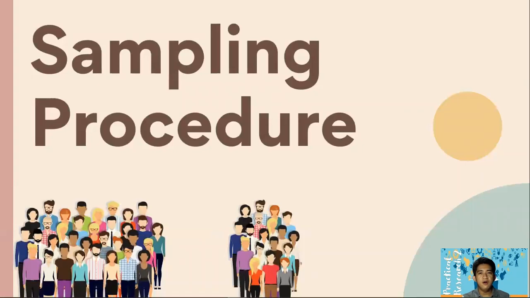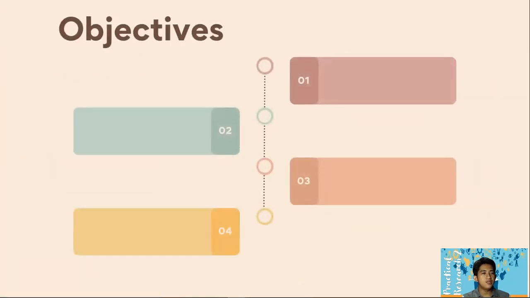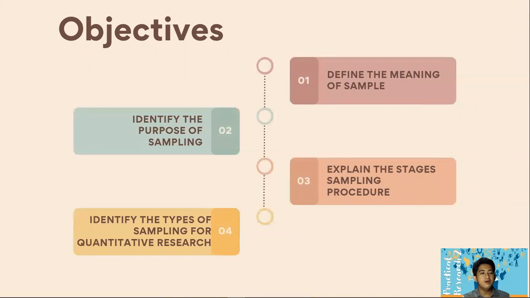So our objectives for this session are the following. Objective number 1, we are going to define the meaning of sample. Second objective will be we identify the purpose of sampling. And the third one is to explain the stages of sampling procedure. And our last objective is to identify the types of sampling for quantitative research.